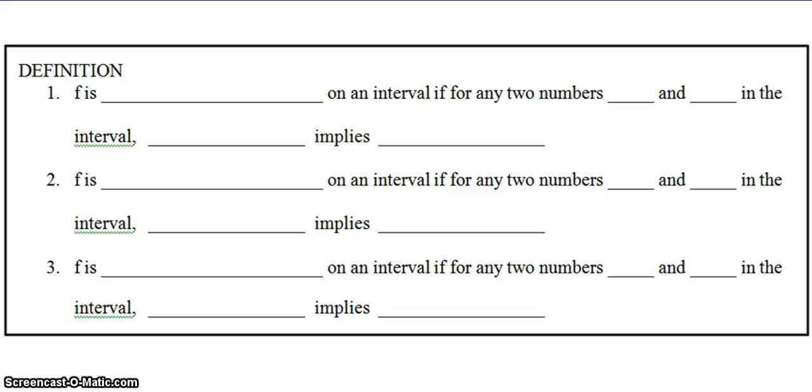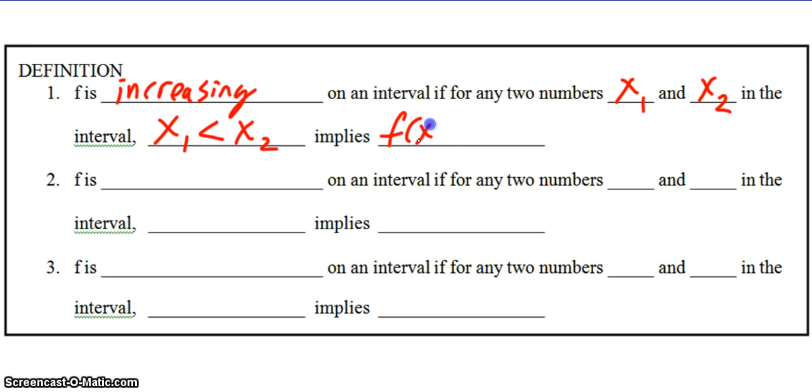So f is increasing on an interval if for any two numbers, x1 and x2, in the interval, x1 is less than x2 implies that f of x1 is less than f of x2. So that's our definition of increasing. F is decreasing. And remember, we actually did these definitions in first semester.